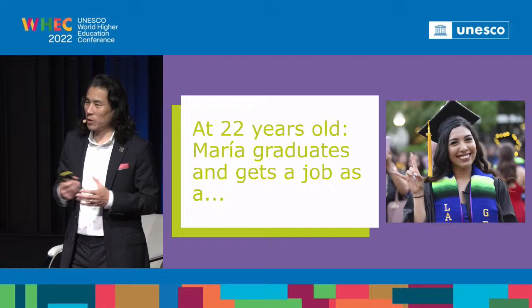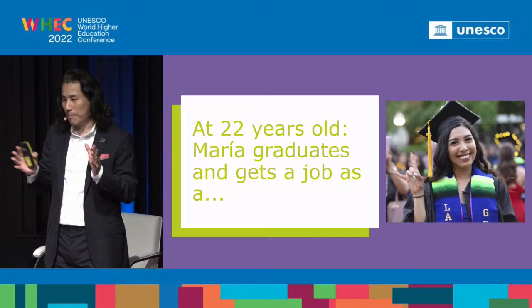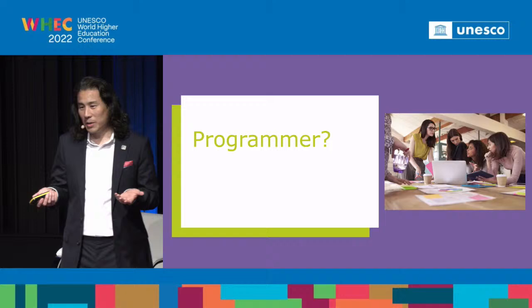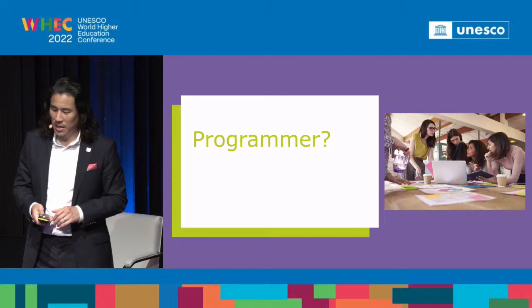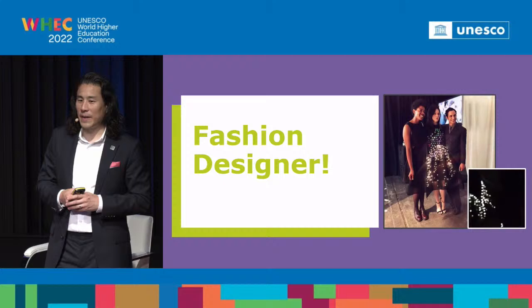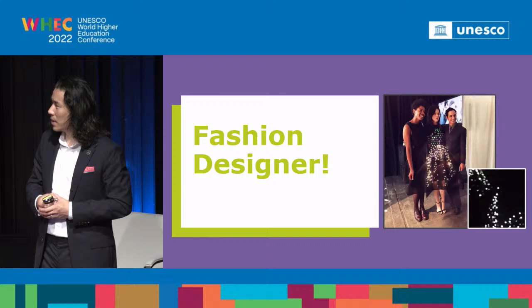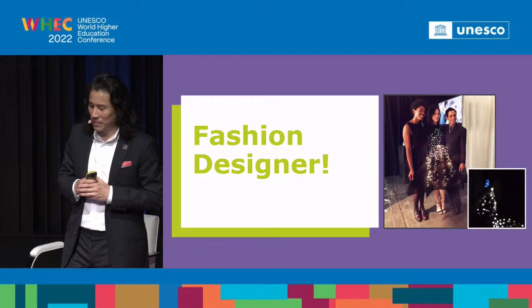Good for her. And Maria actually graduated with a degree in computer science, a minor in computer science. And she gets a job as a programmer? That's what you would think, right? And in fact, there are lots of jobs for programmers out there, not just in the high-tech industries, but in all fields as well. But you know what? Maria does not decide to become a programmer. Maria decides to be a fashion designer because she also majored in the arts, in graphic design, in fact. And Maria becomes a fashion designer, but she uses her computer science skills to innovate in that field.